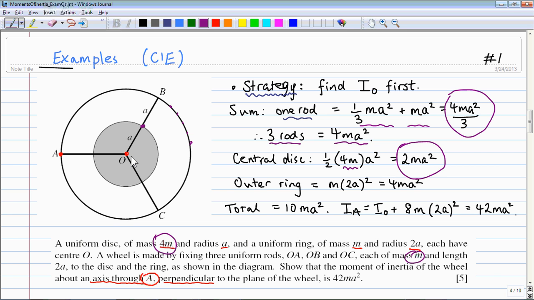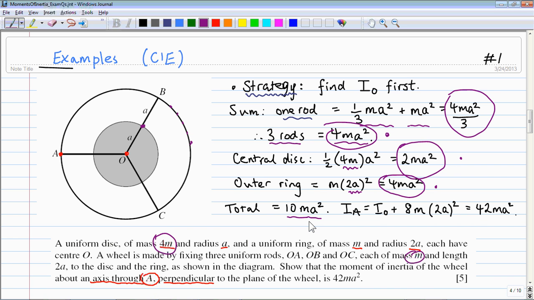So you simply have to do m times the distance squared. Now the distance is not a, the distance is 2a, so we need to take the square of the distance 2a, getting 4ma squared. So now if we add together these three, 4ma squared, 2ma squared, 4ma squared, we get 10ma squared, and that is the moment of inertia of the whole system about an axis through O perpendicular to the plane of the object.